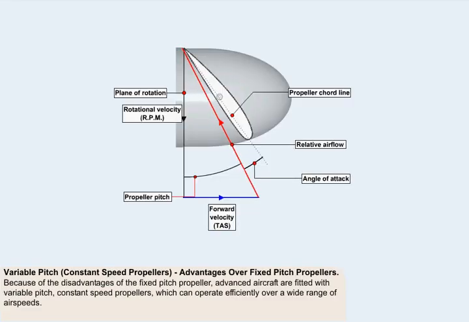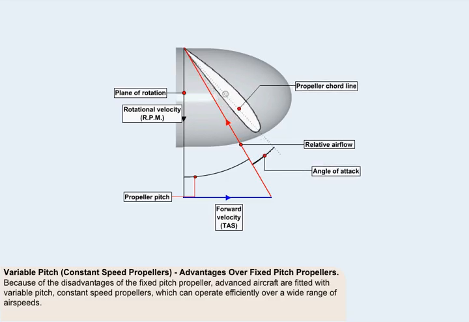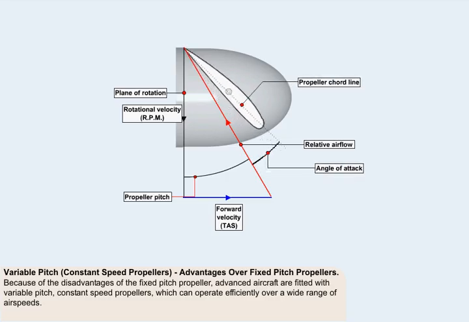Because of all of the disadvantages of the fixed-pitch propeller that we have just mentioned, advanced piston engine aircraft are fitted with variable pitch, constant speed propellers. This type of propeller is able to operate efficiently over a wide range of airspeeds.